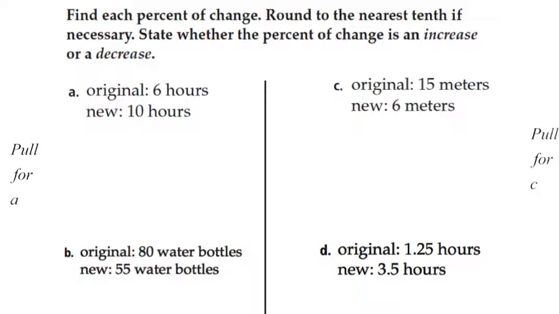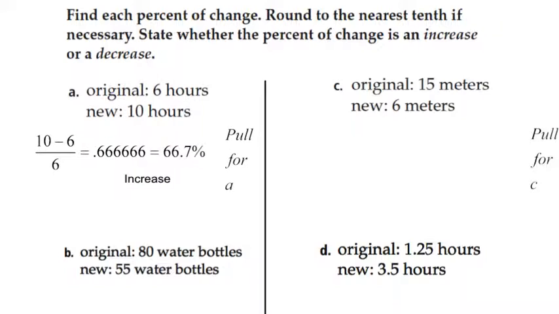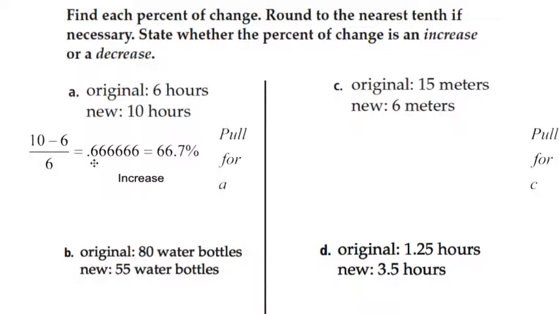All right, here are a couple for you to try. Let me do A and B, and I'll have you pause the video and try C and D. It says find each percent of change, round to the nearest tenth, and tell whether it's an increase or decrease. If our original is 6 hours and our new amount is 10 hours, how much change is there? That's a change of 4 hours, so we put 4 on the top, divided by the original of 6, so we have 4 over 6. As a decimal, 4 over 6 is 0.6 repeating. Move 2 to the right, and it gives us 66.7%. And since it was more than what we had in the original, this is an increase.